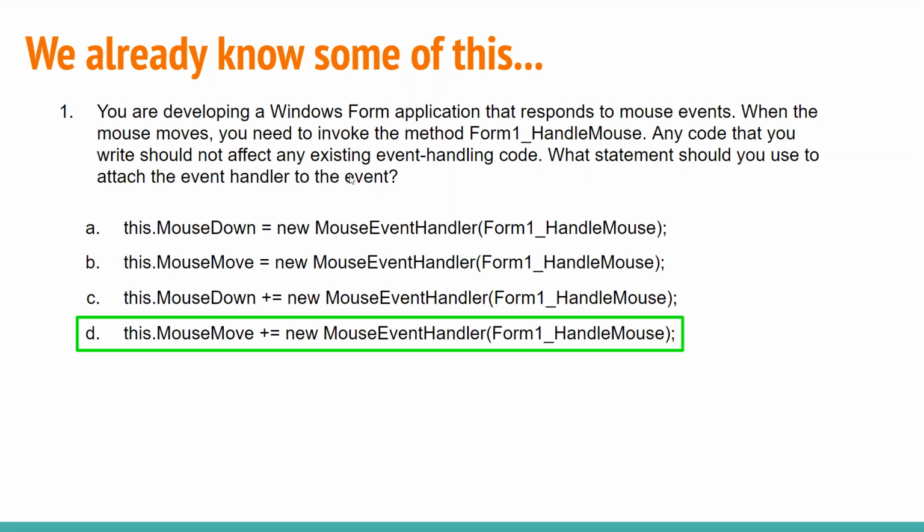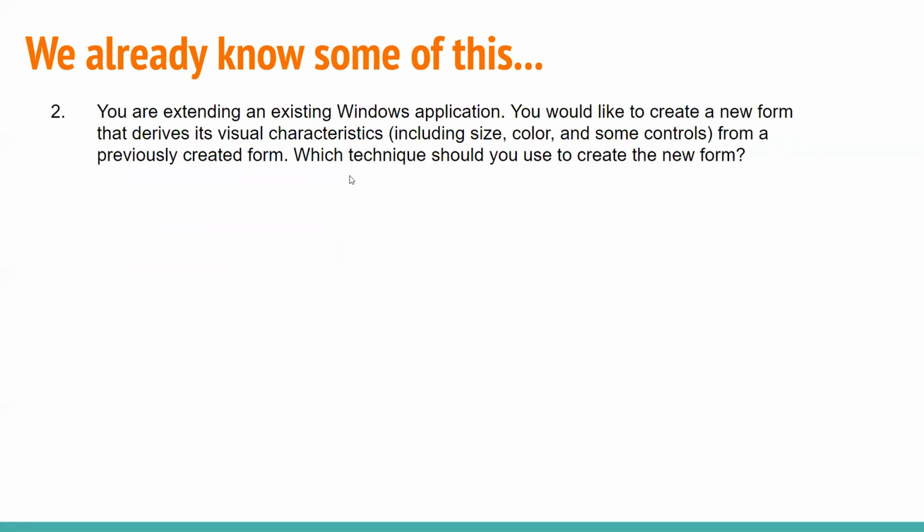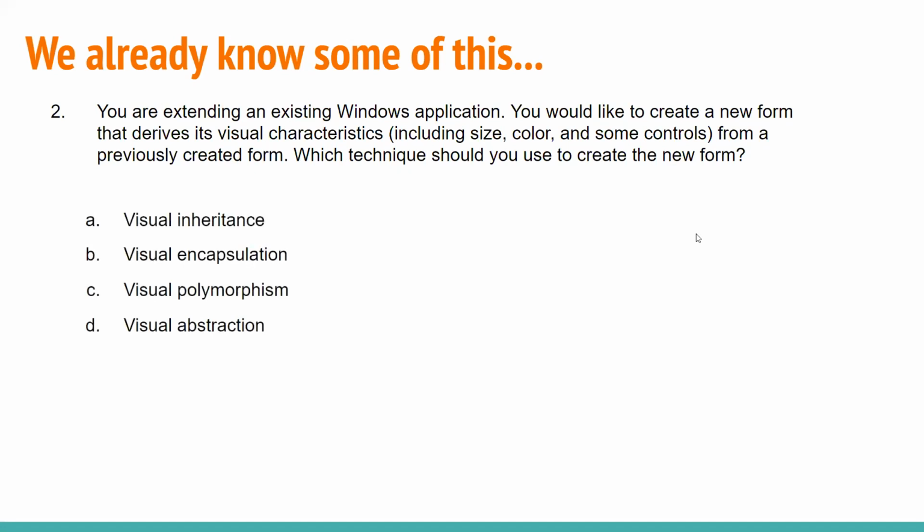Okay, they're events. Cool. So that was the first one, but that's not the only one that I think you guys already know the answer to. This one's slightly more abstract, but I think you guys should be able to get it. You might have to think a little bit on this one though. So the question is, you are extending an existing Windows application. Okay, so there's a Windows application, we're extending it. You would like to create a new form. So a new form is like another application that derives its visual characteristics from a previously created form. Which technique should you use to create the new form? And there are your 4 options.